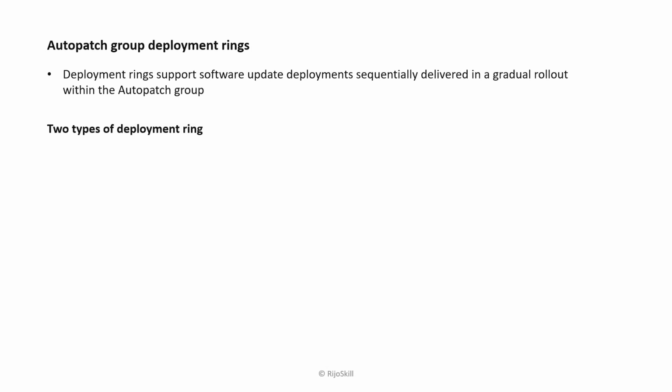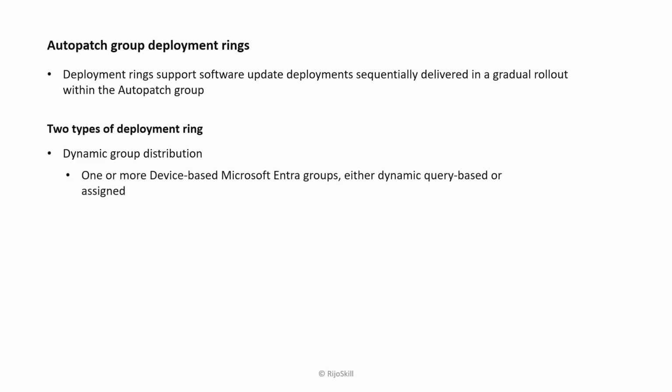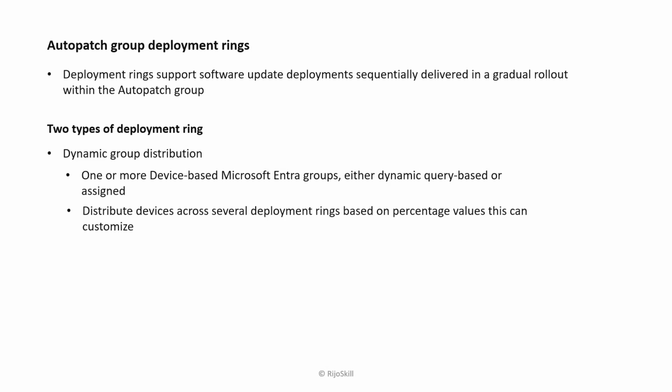So there are two types of deployment ring: one for dynamic group distribution and another for assigned group distribution. Dynamic group distribution means one or more device-based Microsoft Intune groups, either dynamic query-based or assigned. You can add from the assigned group or a dynamic device-based group, and distribute devices across several deployment rings based on percentage values.